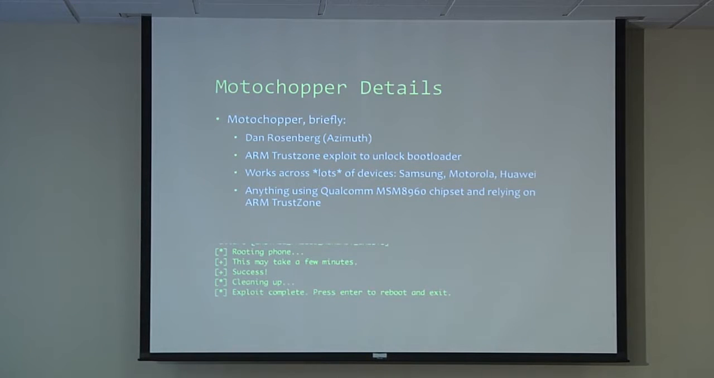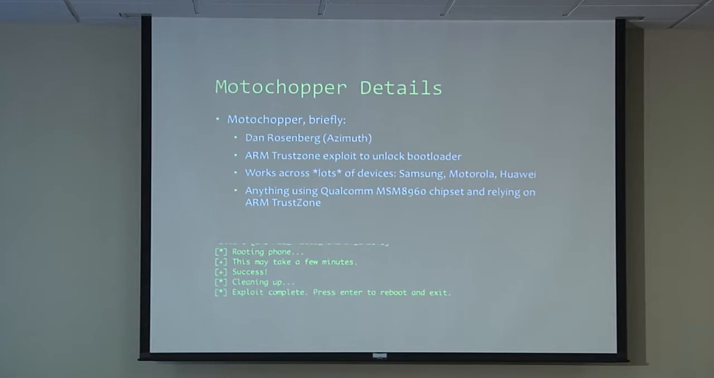It was a really, really complex exploit that he made really simple. It's an ARM TrustZone exploit, and it unlocks the bootloader and then flashes unsigned code. So it worked across a ton of devices. Like, I tried it on a couple of these: Samsung, Motorola, Huawei. It's just called Moto Chopper. Yeah, that's the particular chipset that it affects.